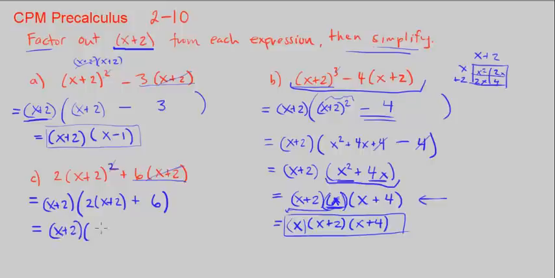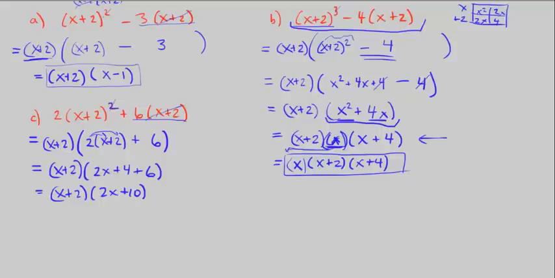We still have x plus 2. Now let's distribute the 2 in, because now we can do that easily. So it's 2x plus 4 plus 6, right? And now, again, let's combine like terms. x plus 2 times (2x plus 10). In order to simplify this and factor it out, let's look here. Do we have anything we could divide into 2x and 10 evenly? Yes. 2x we could divide by 2, and 10 we could also divide by 2. So we have x plus 2. If we factor out the 2, then we have x, and 10 divided by 2 is 5.